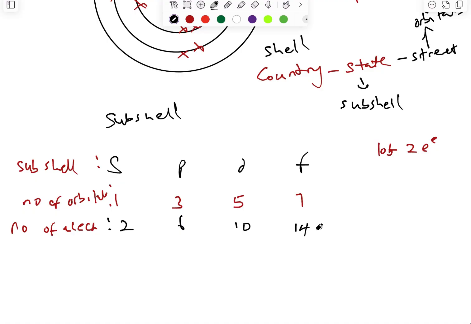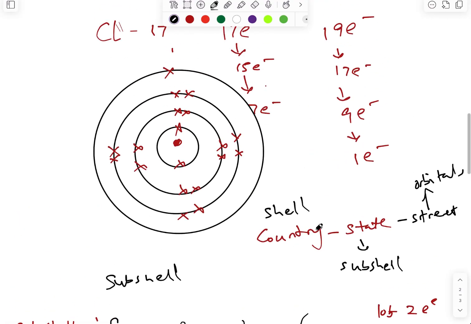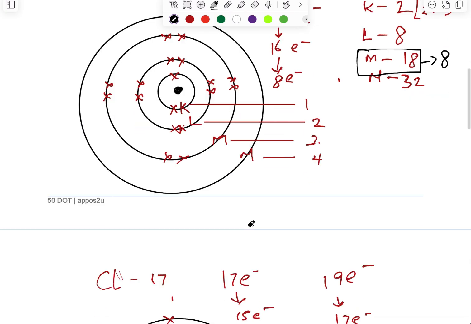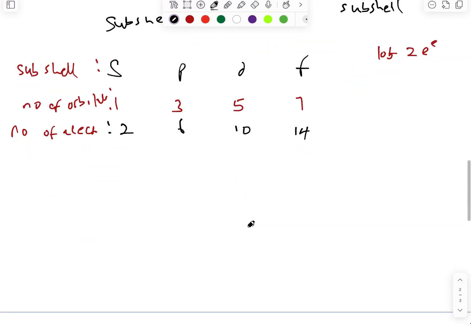Now, going back to the K shell. The number that corresponds to their energy level also determines the number of subshells that they can have. Meaning that the K shell can only have 1 subshell, the L shell can only have 2 subshells, the M shell can only have 3 subshells, and the N shell can only have 4 subshells. And so let's see how we can identify these subshells.